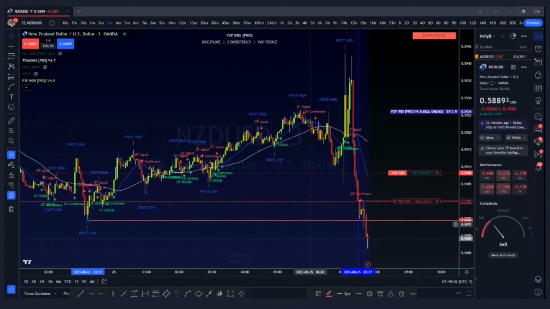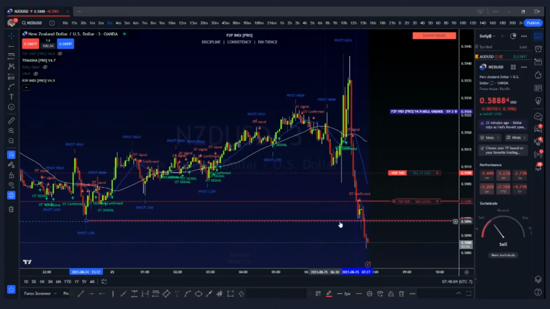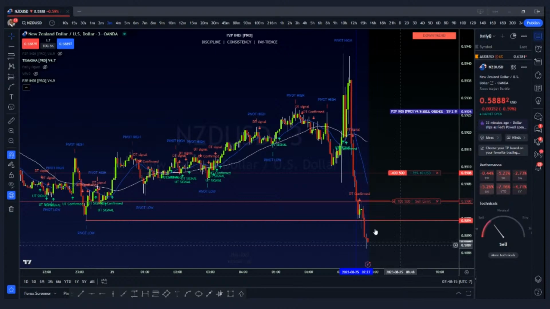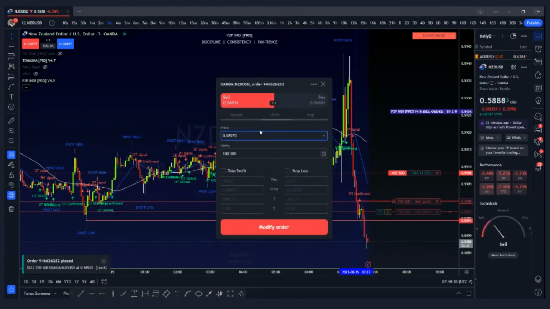But you guys can still place it because it's around the same area. It's this and then this up here. So I'm going to do that to 58.94. They're not that far from each other.